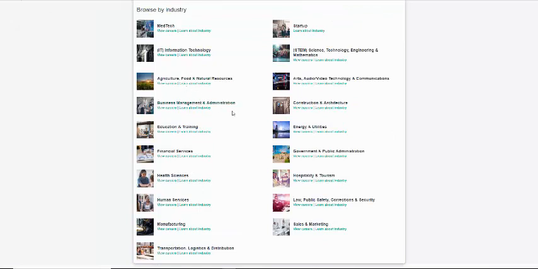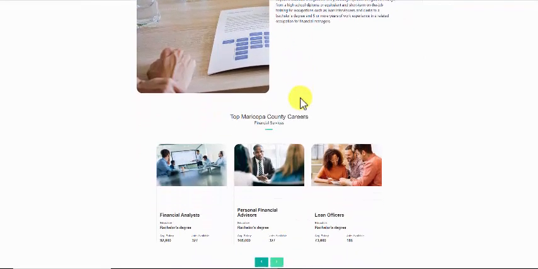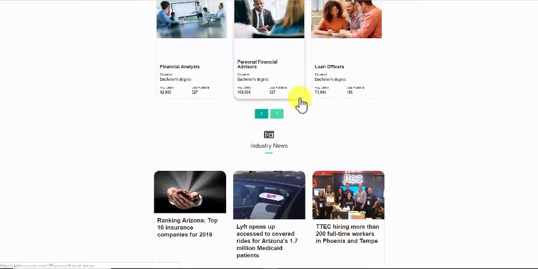You want to look at one more industry? Let's take a look at financial services. Financial services is a good one, good entry-level positions. So we look at financial services, and it tells us information about financial services, about the field, which is great. Tells you a little bit about certain lead occupations.